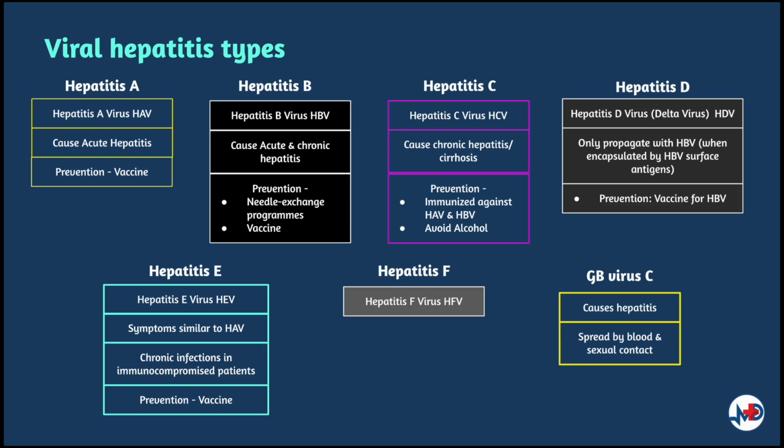Although it can take a fulminant course in some patients, particularly pregnant women, mortality rate is about 20%. Chronic infections may occur in immunocompromised patients. It is more prevalent in the Indian subcontinent, and the virus is fecal-orally transmitted and usually self-limiting.